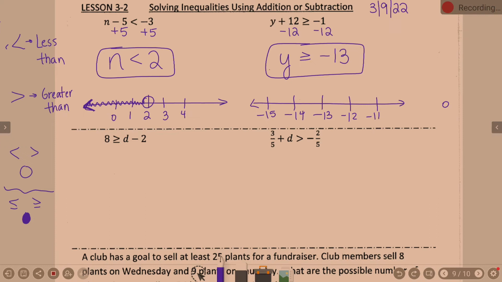This is a greater than sign. So it's closed. Greater than just tells me to go to the right. Another shortcut I can give you: as long as my variable, my letter, is on the left side, you're basically shading the direction it points. So this says greater than, so I'm going to shade to the right. It is closed. There is an equal to sign underneath it, so it's a filled in circle. So this is a closed, filled in circle.